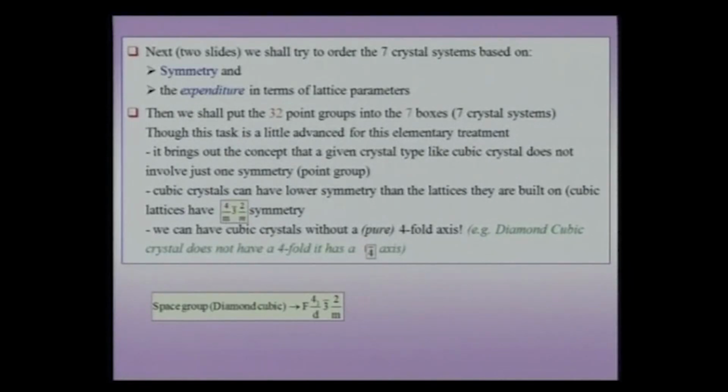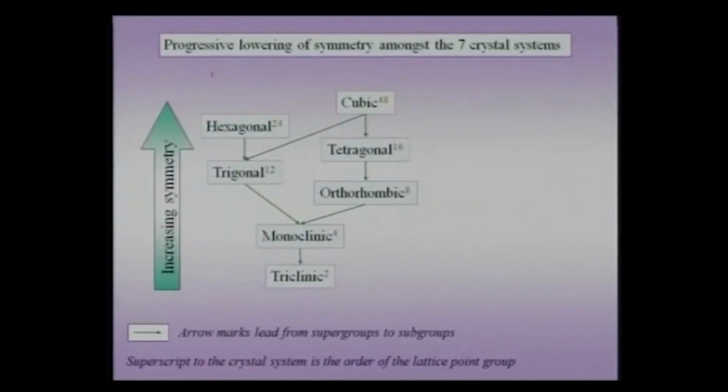So we will now try to classify the 7 crystal systems based on symmetry and also based on the expenditure of the lattice parameters. First, based on symmetry, we have already seen the lowest symmetry one is the triclinic crystal and the highest symmetry one is the cubic crystal. Now the way this ordering is done is that we locate the order of the point group. In other words, if you take a cubic crystal, then we try to see how many independent symmetry operations the holohedral cubic crystal has, right?